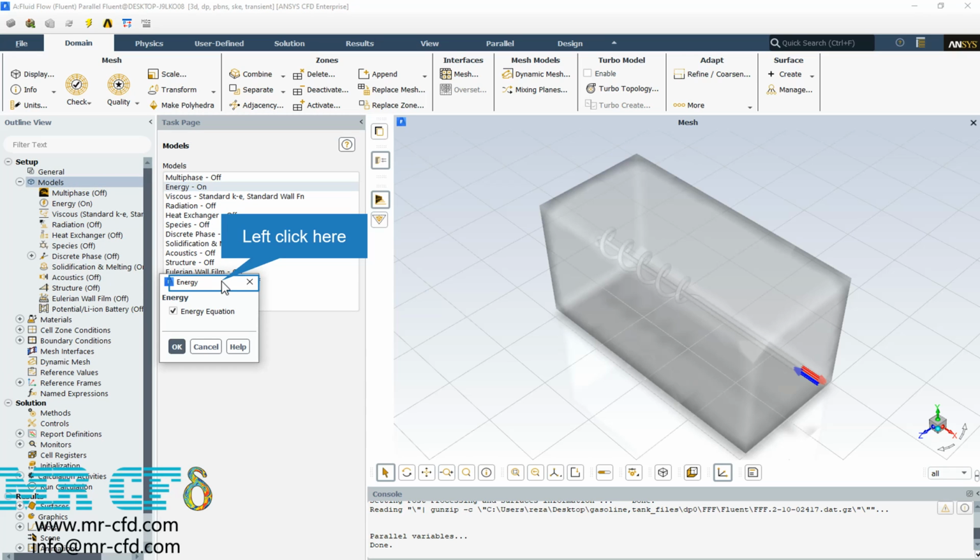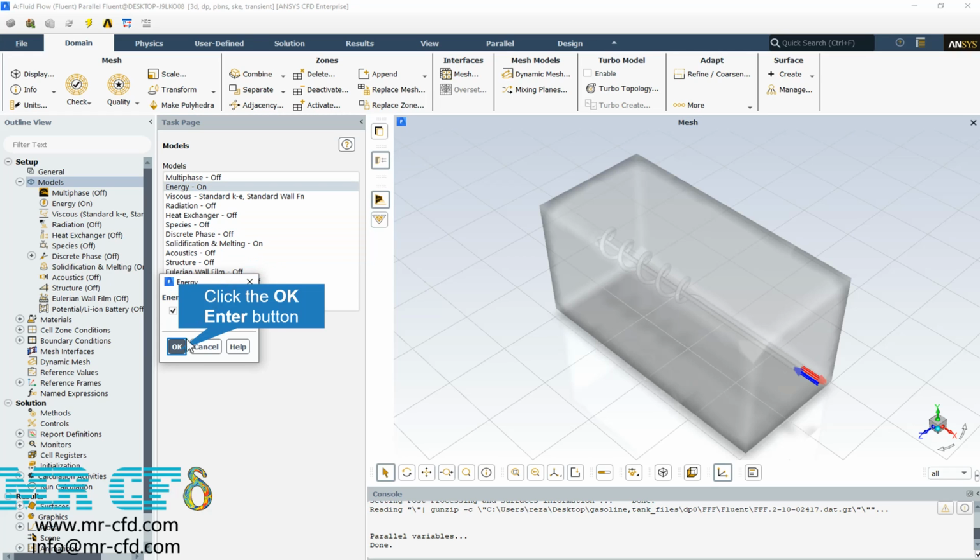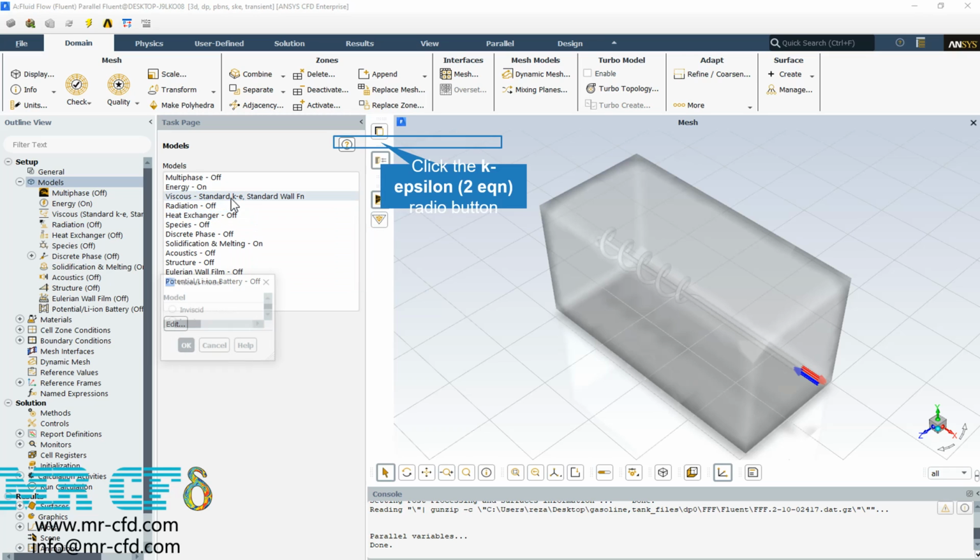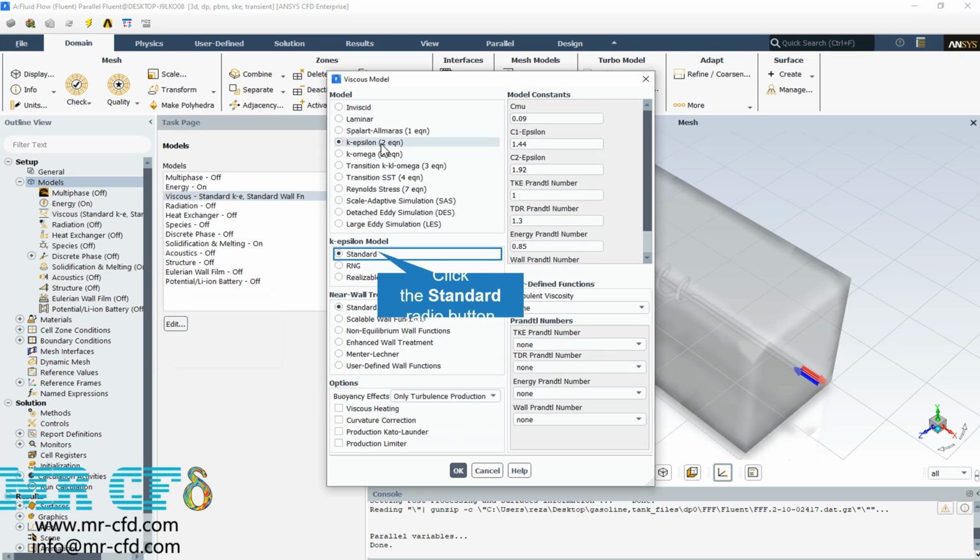As we are going to investigate the heat transfer phenomena in a solidification and melting process, it's obvious that the energy equation should be activated. In the viscous model, the standard K-epsilon model has been used. That is a two-equation turbulence model that allows the determination of both a turbulent length and time scale by solving two separate transport equations.